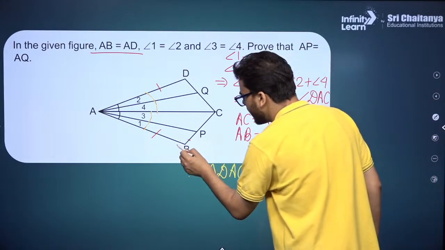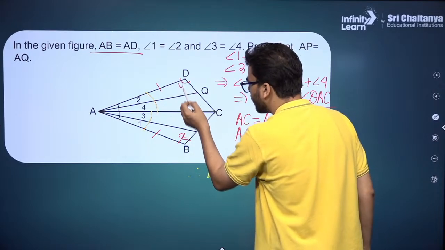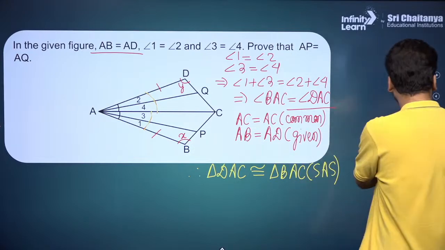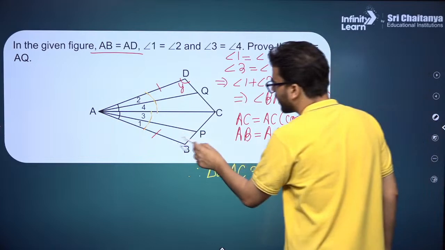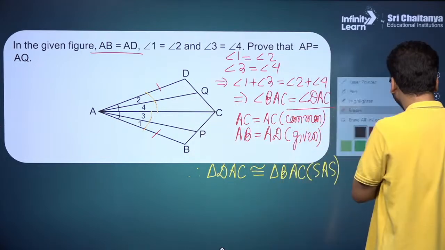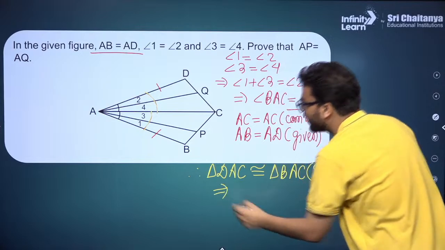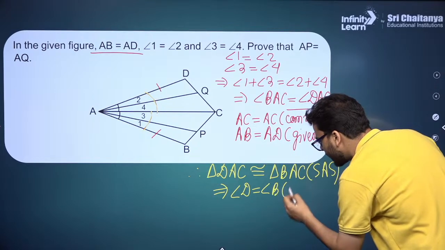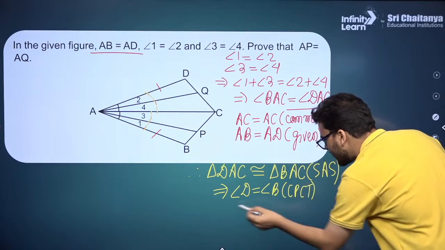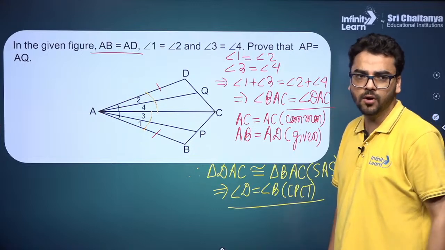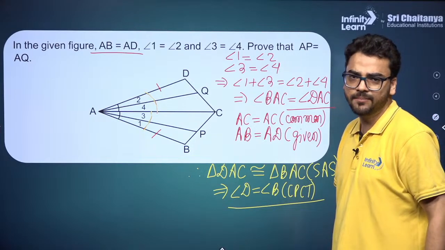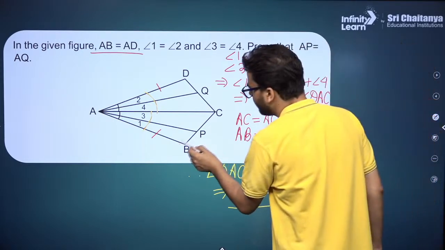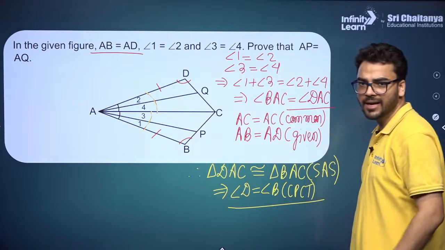And don't write X and Y, otherwise it will be confusing. So over here, can I not say that angle D is equal to angle B by CPCT? Yes or no, guys? We can say that D is equal to B because they are corresponding parts of congruent triangles over here. Is it clear? Now if I talk about these two triangles, we have proved these two angles to be equal.